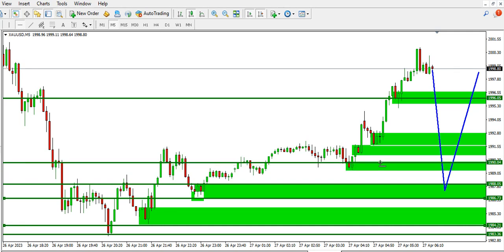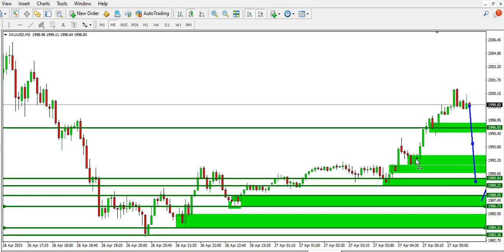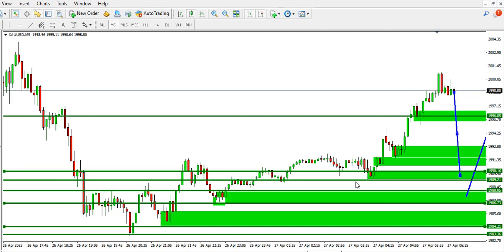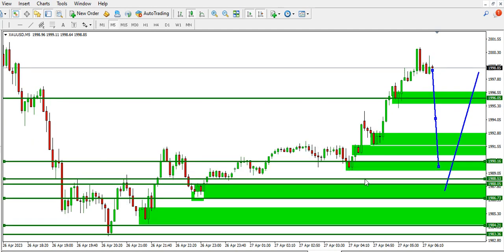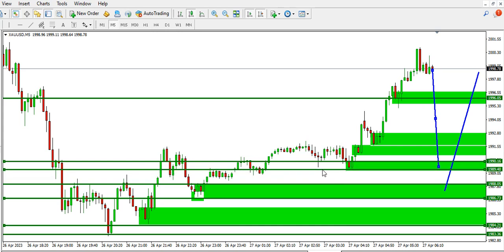Similar situation if you expect the buying force to push price to this area, you can place your buy limits around here. Stop loss should be somewhere around here. So if price drops to this point, you can place your buy limit at this particular point. And if price drops further, it's going to clear your stop loss, which should be somewhere around here for this particular order block.